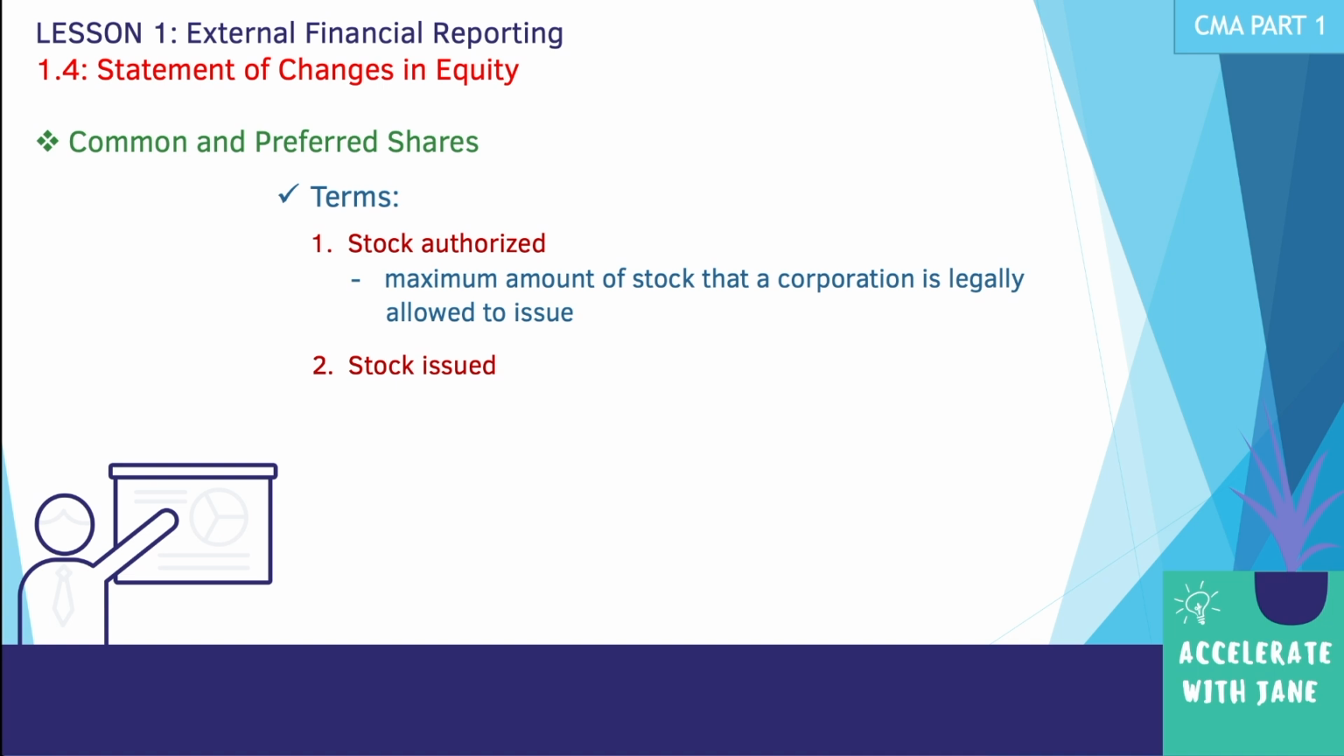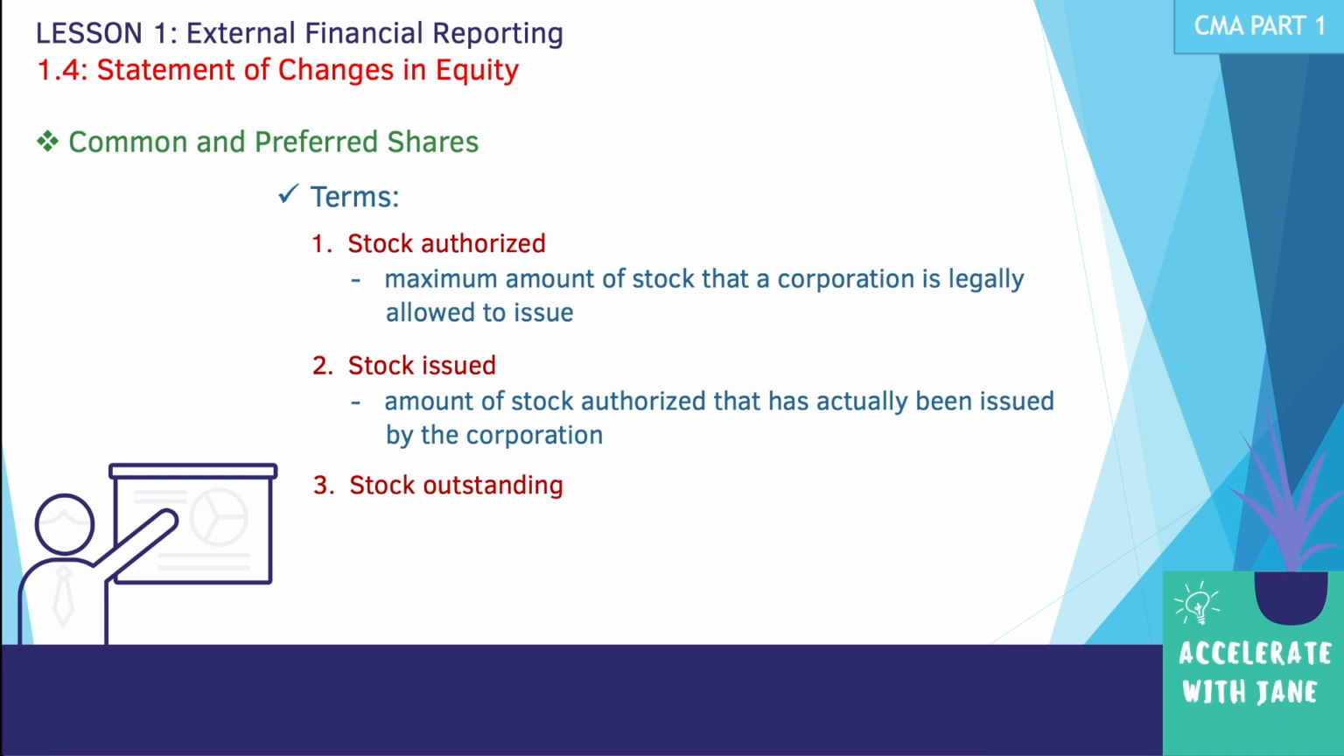Second, stock issued. When we say stock issued, this pertains to the amount of stock authorized that has actually been issued by the corporation. So, for example, a company can have 1 million stock authorized. However, only 500,000 shares have been issued. Third, stock outstanding. This pertains to the amount of stock issued that has been purchased and is held by the shareholders. You might be confused about the difference between stock issued and stock outstanding.